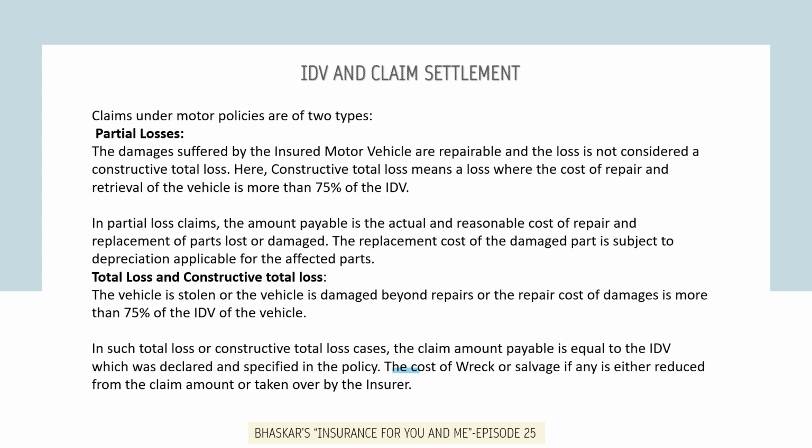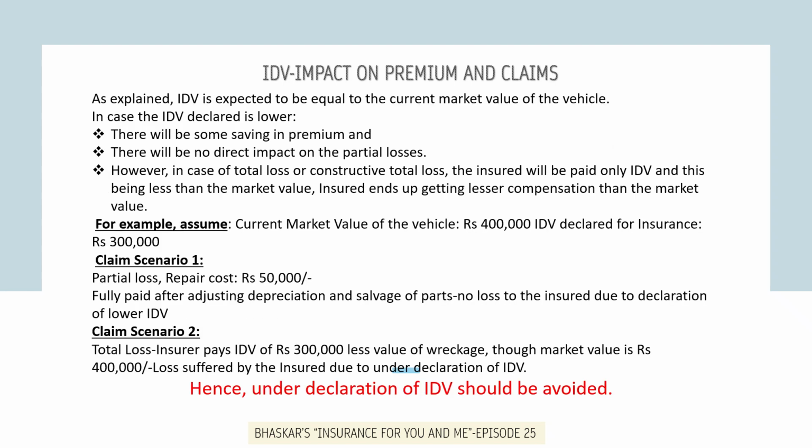So in such total loss or constructive total loss cases, the claim amount payable is equal to the IDV which was declared and specified in the policy. The cost of wreck or salvage, if any, is either reduced from the claim amount or taken over by the insurer. Now, as explained, IDV is expected to be equal to the current market value of the vehicle.